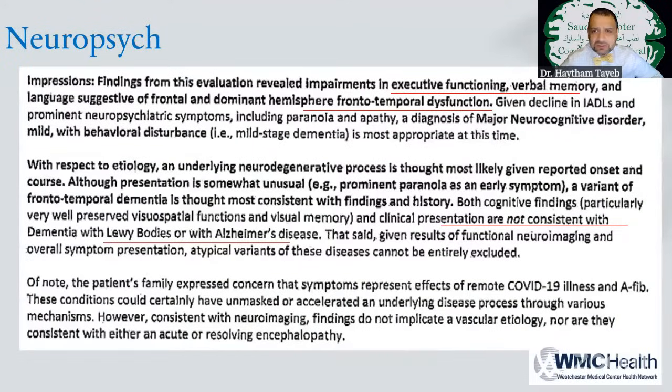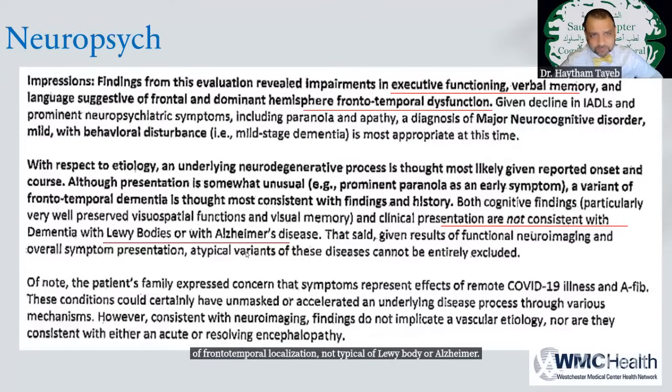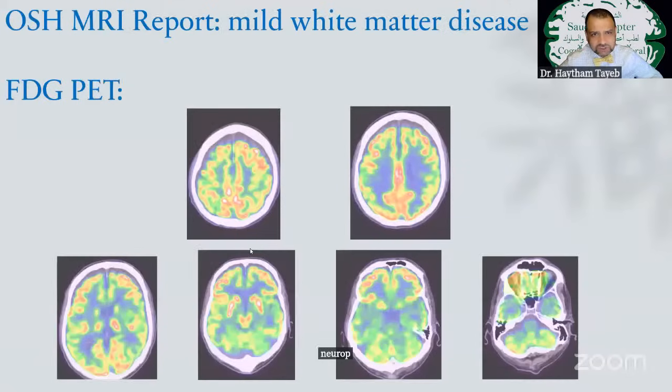This is his neuropsych showing executive dysfunction in a pattern of mild stage dementia of frontotemporal localization, not typical of Lewy body or Alzheimer. So really not a diagnostic neuropsych. This is the FDG PET. It was called normal. To me, it is really not normal.